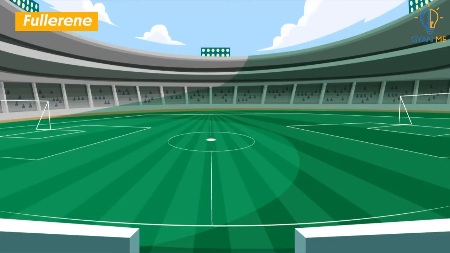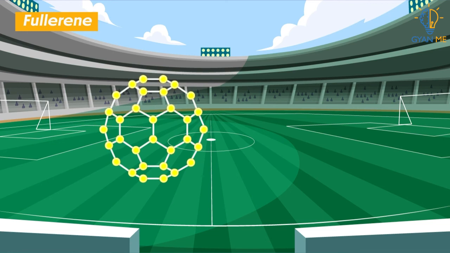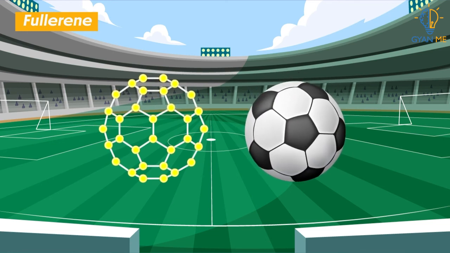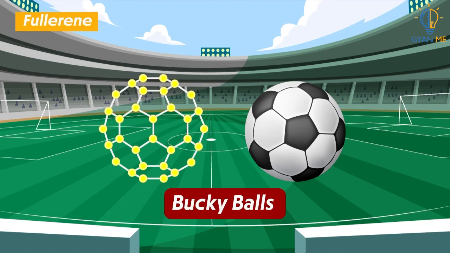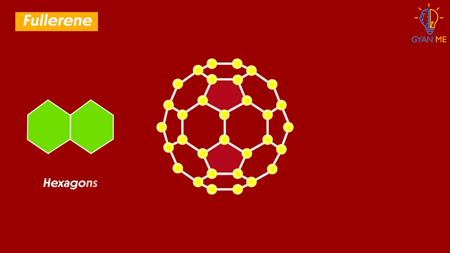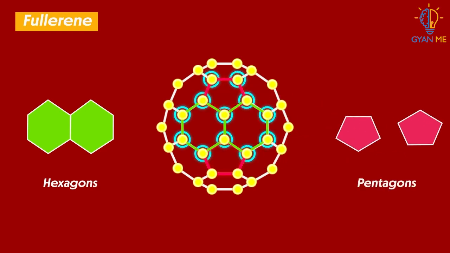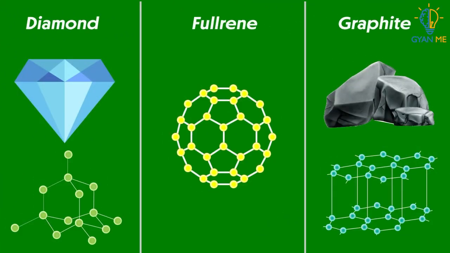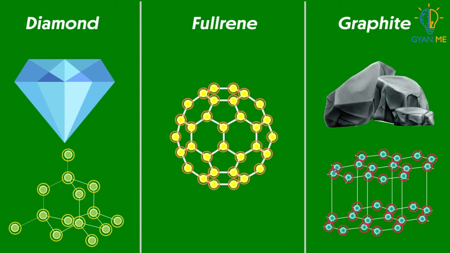Can you observe here that C60 is shaped like a soccer ball or a football and thus commonly called a buckyball in short. In C60, many hexagons and pentagons are formed by linking carbon atoms by both single and double bonds. So these are different crystalline forms of carbon in which carbon atoms are arranged in different varieties and shapes.